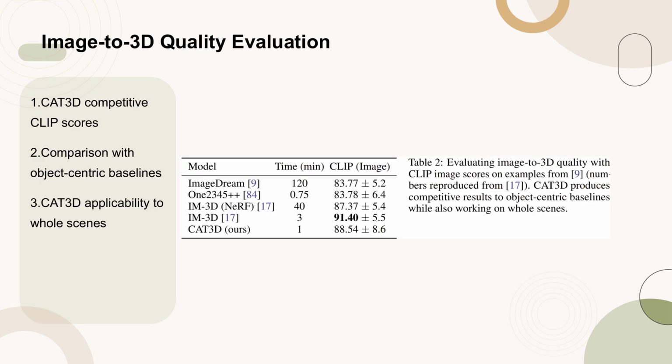Table 2 evaluates the quality of image to 3D conversion using CLIP image scores. It highlights that CAT3D achieves competitive results compared to object-centric baselines, such as ImageDream and IM-3D, while also demonstrating its capability to work on whole scenes. The table provides quantitative data on the performance of CAT3D in relation to these baselines, showcasing its effectiveness in preserving image quality during 3D conversion.